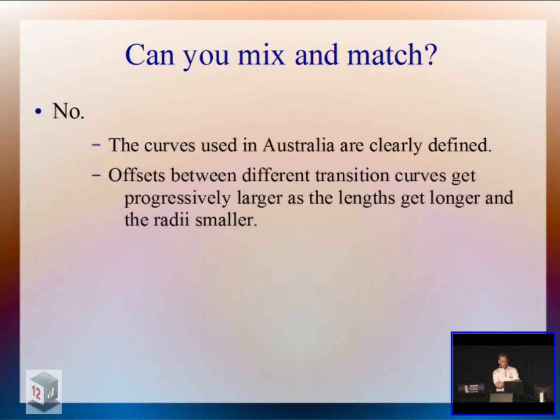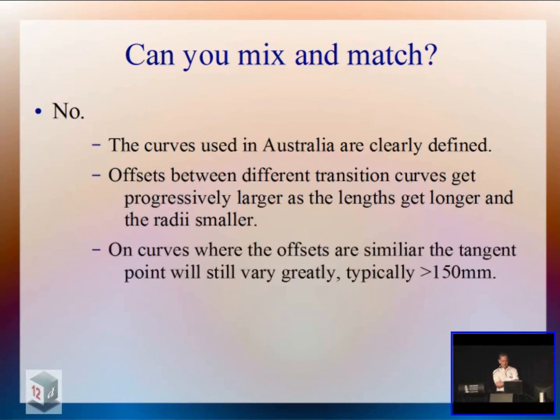The offsets between the different transition curves get progressively larger. So if you try to go from a transition curve from 60 metres long to 0 into a 400 metre radius curve, it's not the same. You cannot use these different spiral types to mix and match. The consequences can be quite disastrous. Yep. So on curves where the offsets are similar, yes, sometimes the geometry is quite funny. The actual difference between the two arcs is quite small. However, the tangent points vary quite significantly.